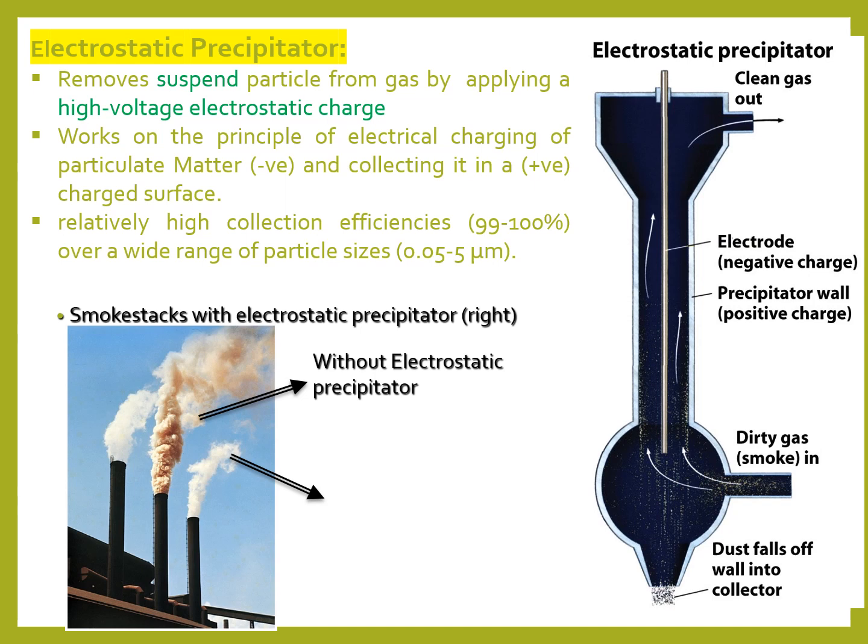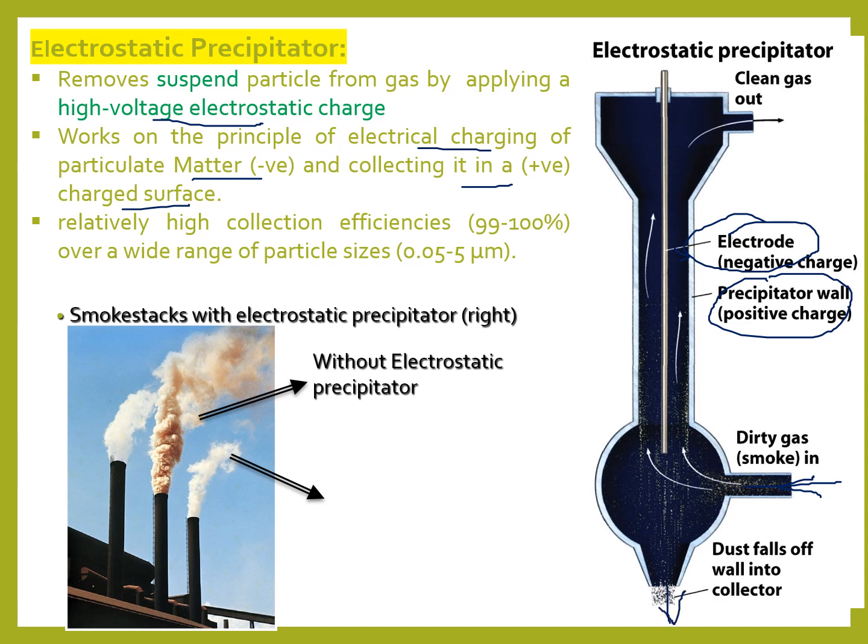Next unit is the electrostatic precipitator. This electrostatic precipitator removes suspended particles from gas by applying a high voltage electrostatic charge. So basically it works on the principle of electrical charging of particulate matter, which is negatively charged and collected on a positively charged surface. So here in this figure you can see that this is one electrostatic plate. Here the dirty gas is coming inside, to this central electrode, which is negatively charged, and this precipitator wall is positively charged. So all these particles which are negatively charged, in the presence of the electrostatic high voltage charge, will come to this particular wall and stick to it, and will be collected at the bottom.